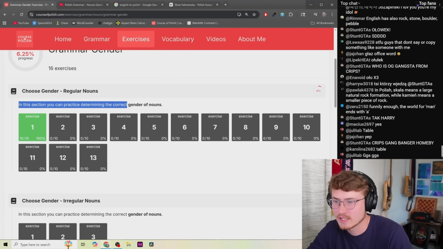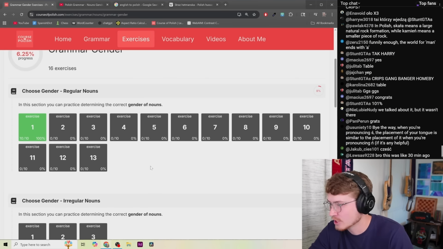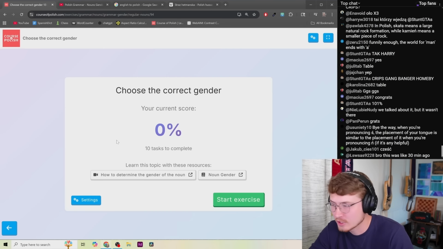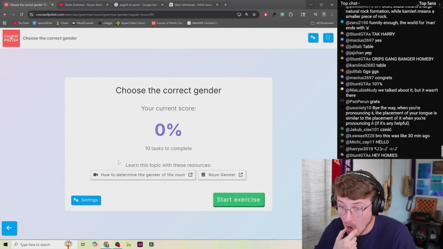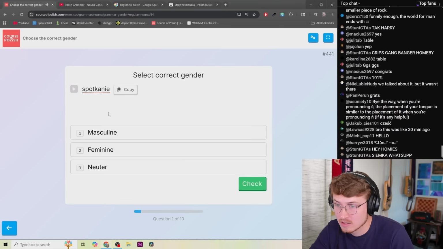In this section, you can practice determining the correct gender of nouns. Honestly, I don't know if this is too brash here. Let's just jump to the final one. Is it any more difficult? Spotkanie. I think because it ends in an E, it's neuter, right?